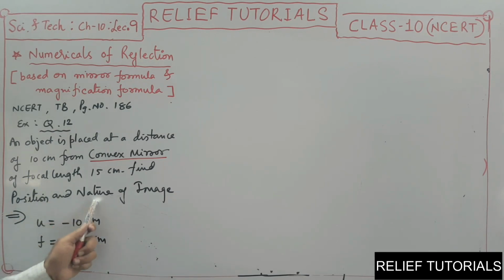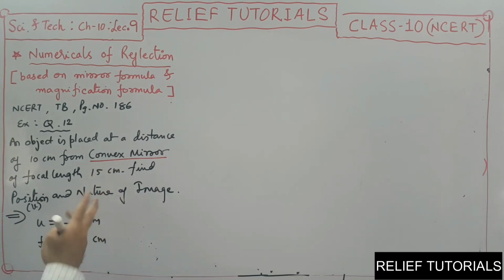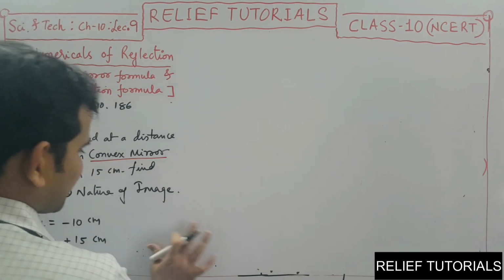They are asking for position and nature, not size, because the size of the object is not given here. So we only have to find position and nature. Position means we have to find v, and from the answer of v we can also estimate the nature. And one more thing, it's a convex mirror, so the nature is always fixed, virtual and erect. So let us find v here.